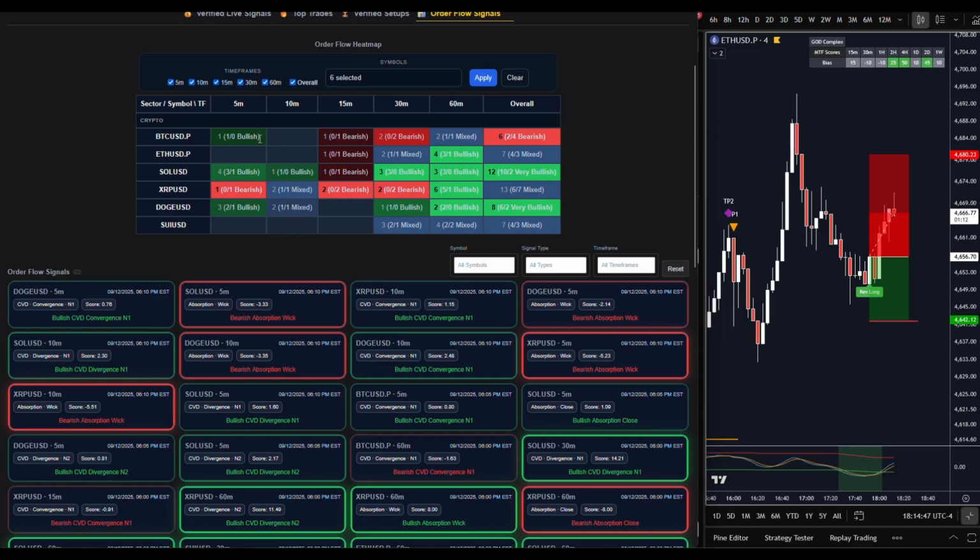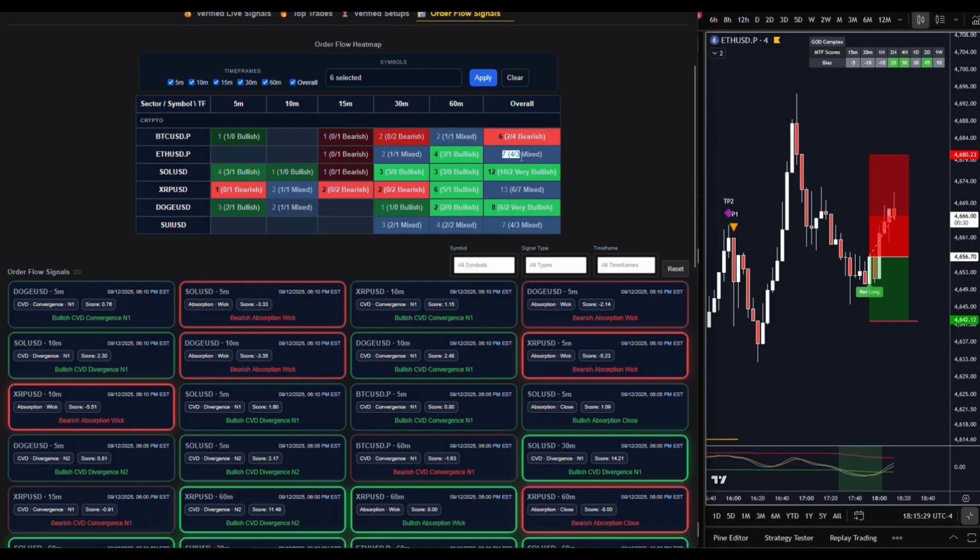For Bitcoin here specifically, it says 1 and then in parentheses 1-0 bullish. The first one is the total number of signals that have occurred in the recent time for the 5 minute for Bitcoin. So one total signal has happened, and then this is bullish to bearish. So one bullish signal, 0 bearish signals combined equals bullish. See here, one total signal, 0 bullish, 1 bearish equals bearish. Same for these. The overall 6 total signals, 2 are bullish, 4 are bearish, that equals bearish.